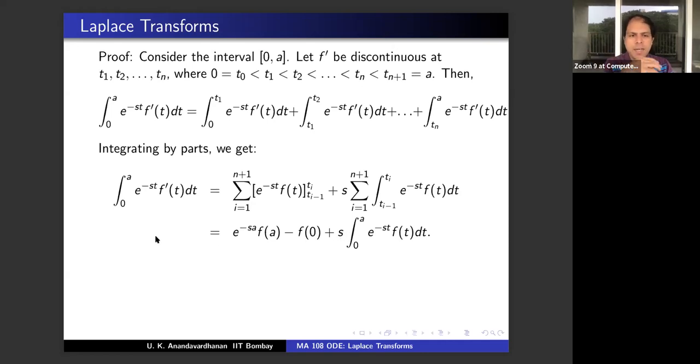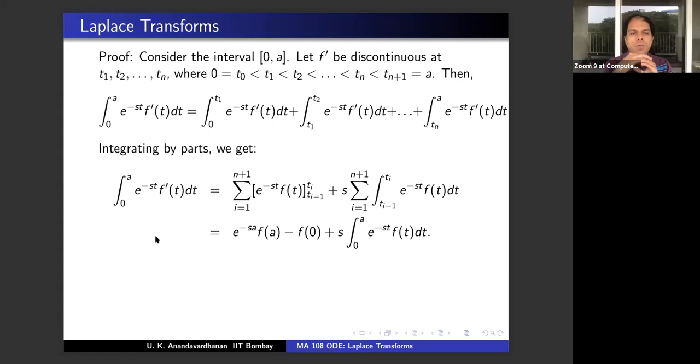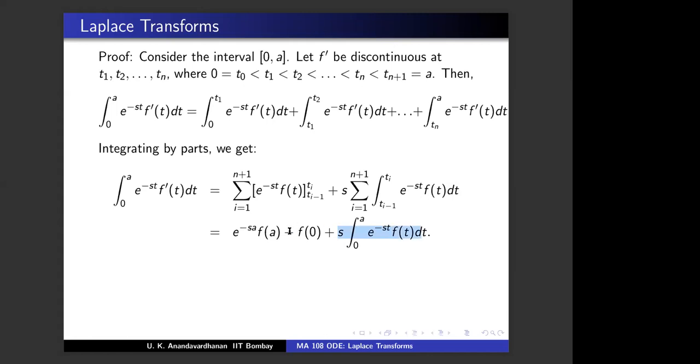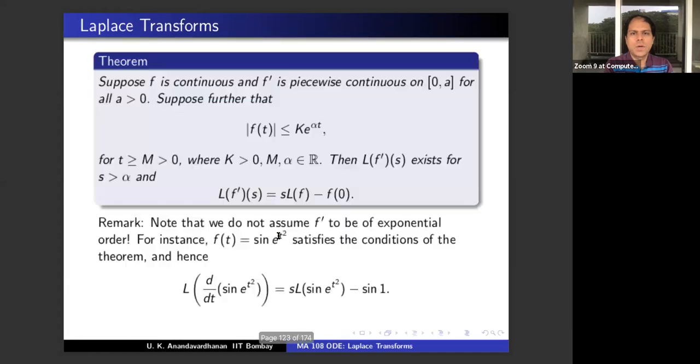What is the next step? Take the limit as a tends to plus infinity. So this becomes the Laplace transform, and minus f(0) stays as minus f(0), and e^(-sa) f(a) is, yeah, so what is f of infinity? What is the limit as a goes to infinity of f(a)? What do you know about that?